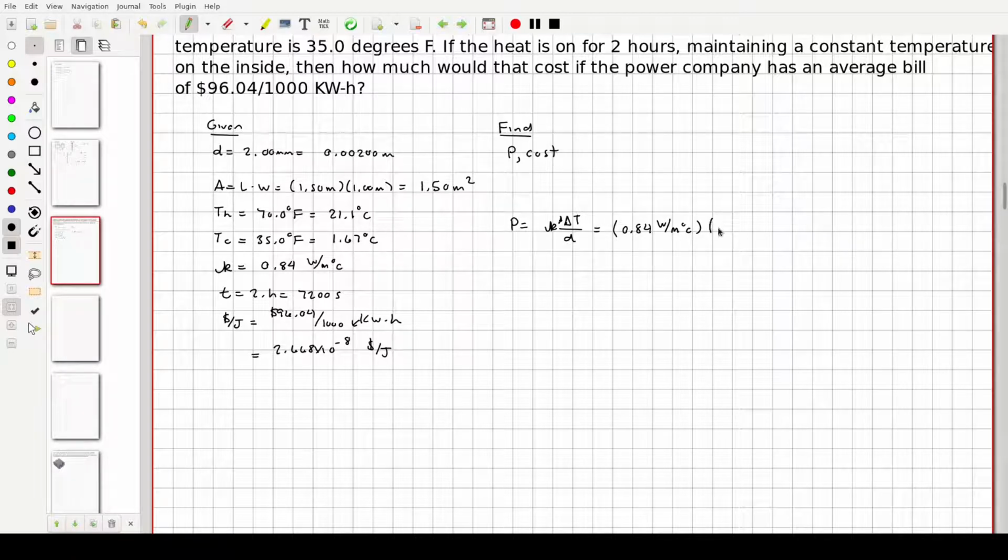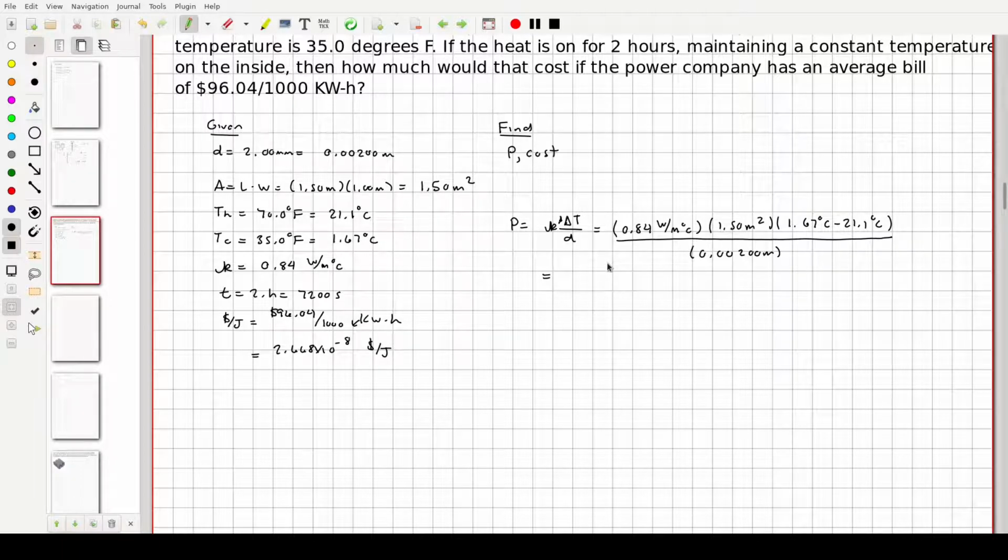The area is 1.50 square meters. The difference in temperature is TH minus TC. That's going to be 21.1 degrees Celsius minus 1.67. Actually, what am I saying? It's actually TC minus TH, final minus initial. Final is 1.67 degrees Celsius minus 21.1 degrees Celsius. That's where your negative is. And now we're going to divide this by D, and D is 0.00200 meters.